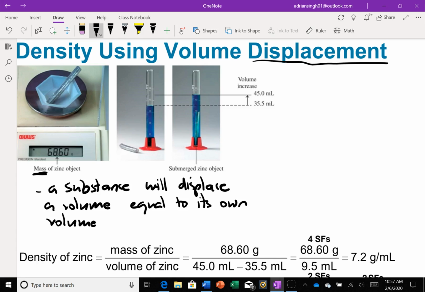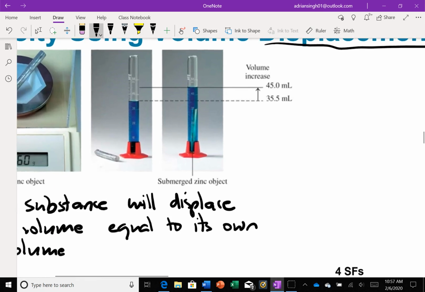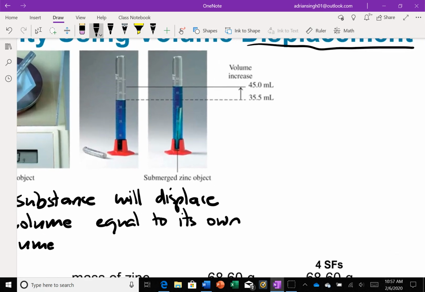And you can think of an example of this. If you fill your bathtub at home with water and you get into the bathtub, the level of the water goes up. Well, you displace a volume equal to your own volume. And it's the same idea here. So on the left side here, we have a graduated cylinder. We fill it up to this volume. So that's our initial volume that we have.